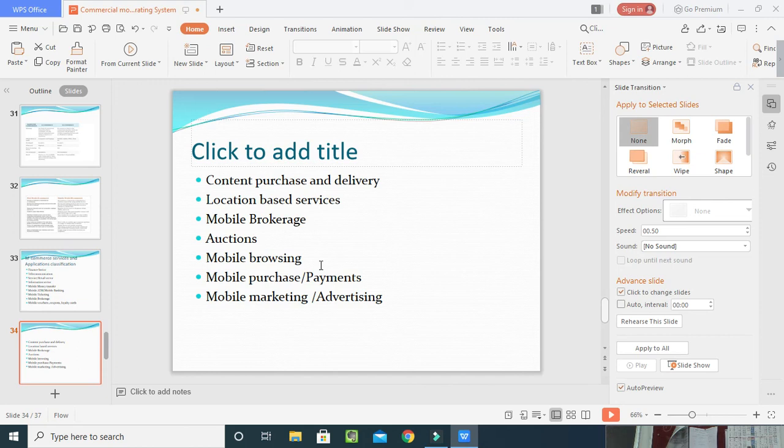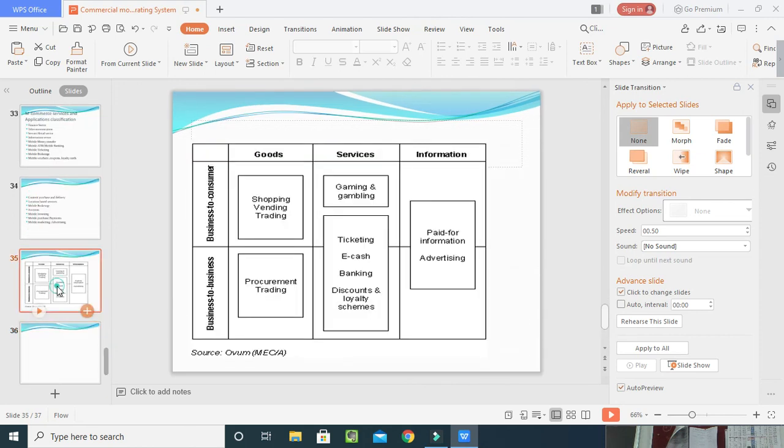Now, mobile marketing is taking place. Mobile advertisement is also taking place. Few people are aware of how all these things work in function. So these are the things, and this is how it has been taking place.